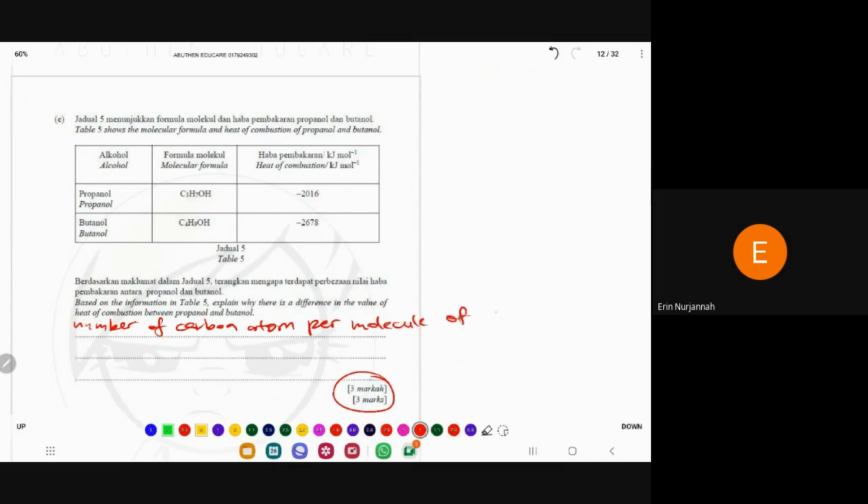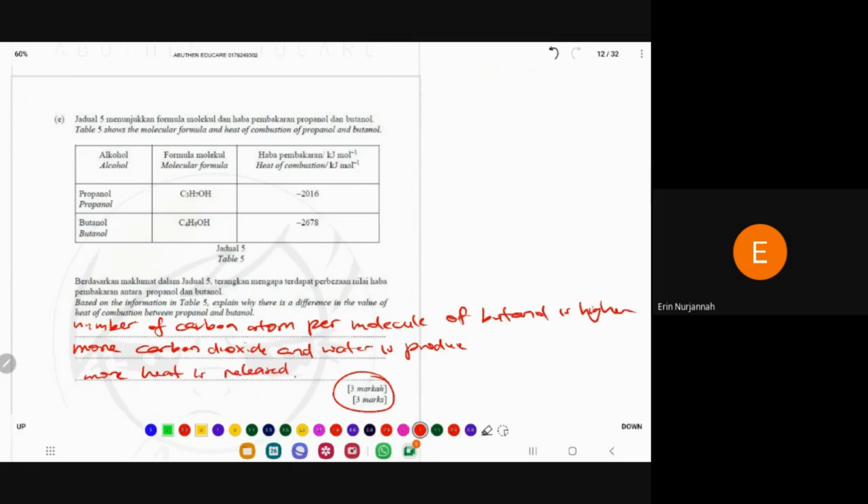This one is talking about butanol, so butanol is higher. Okay, and then more carbon dioxide and water is produced. Then more heat is released.